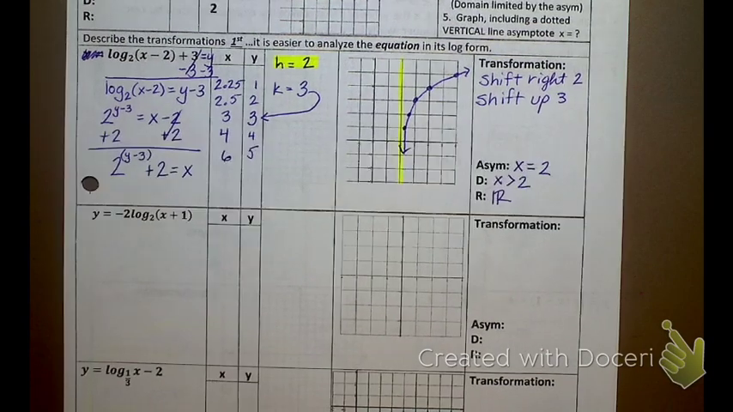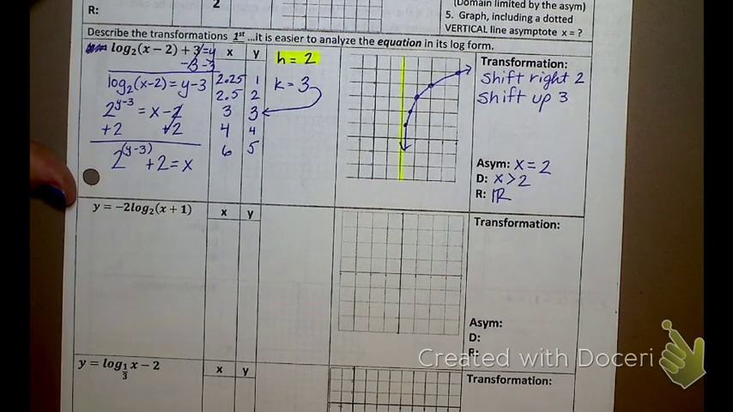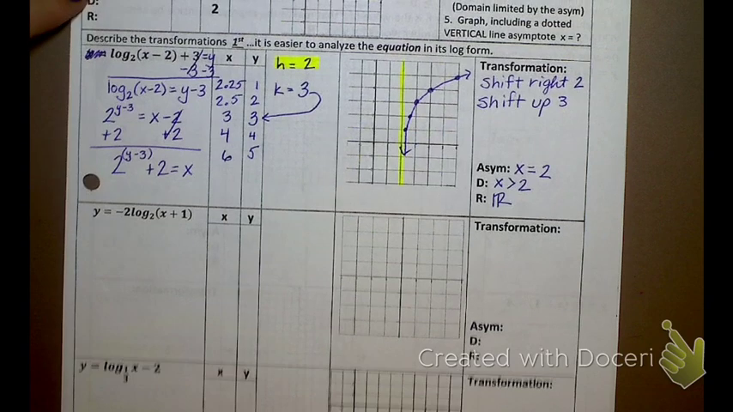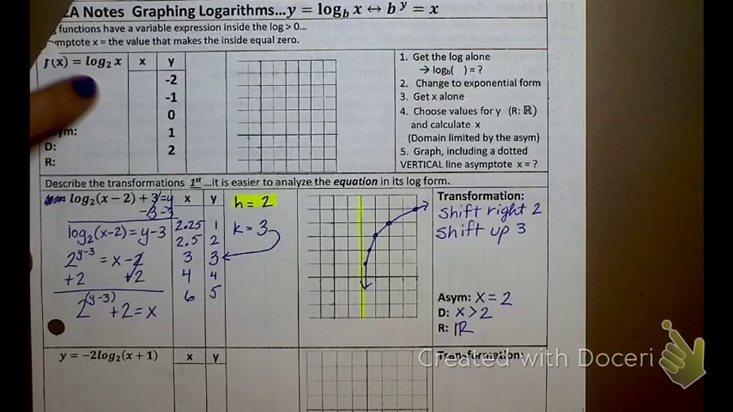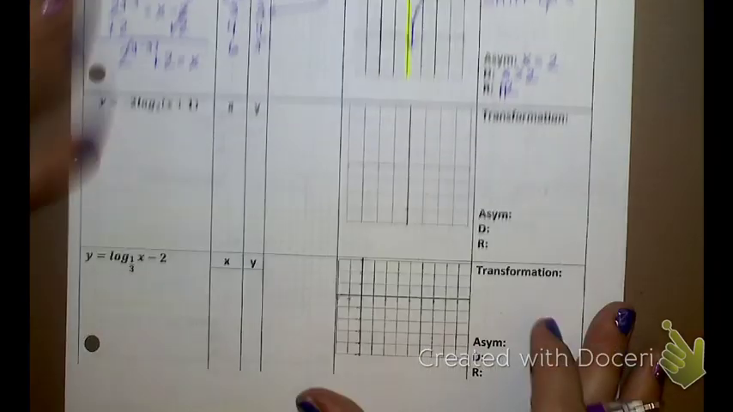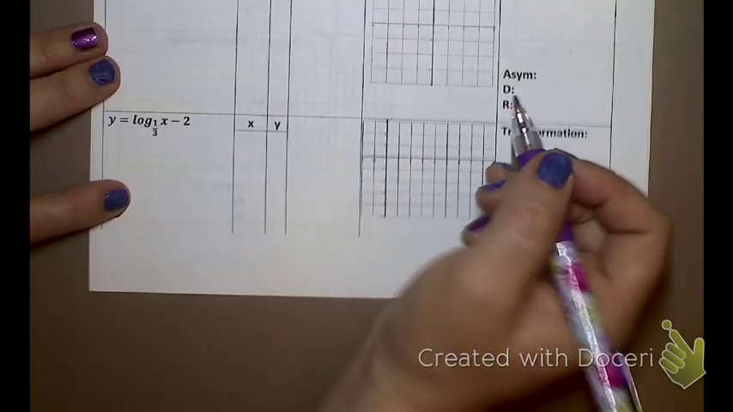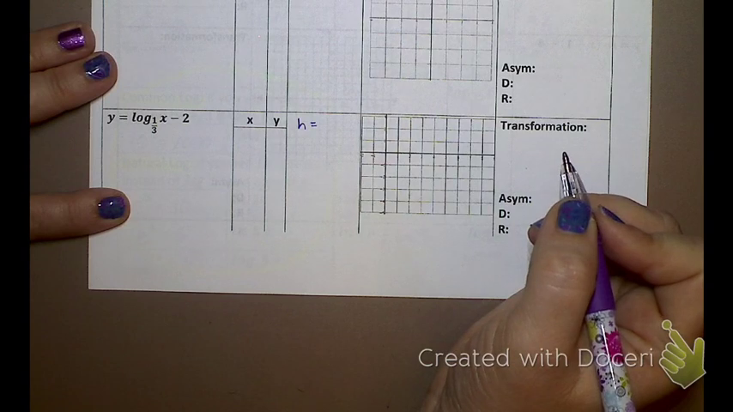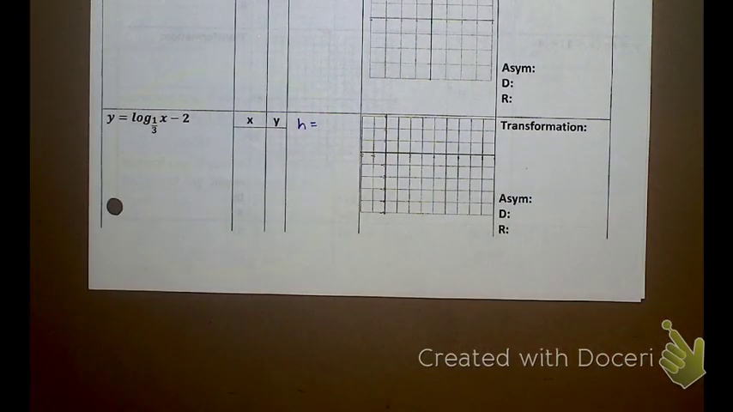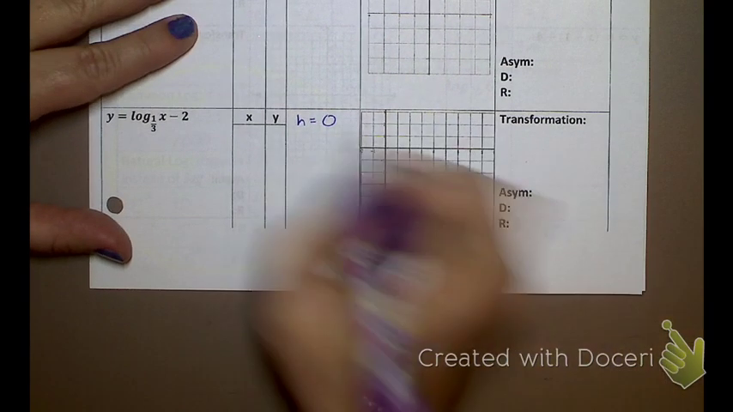Okay? So, I'm going to come back to the parent function. This is the basic one of log base 2. I'm going to do the more complicated ones, just so that we're all... I'm actually going to jump down to number 4 right now. What would you say is h in this case? Is there anything in parentheses with the x? So what would h be? 0. What would you say is k?